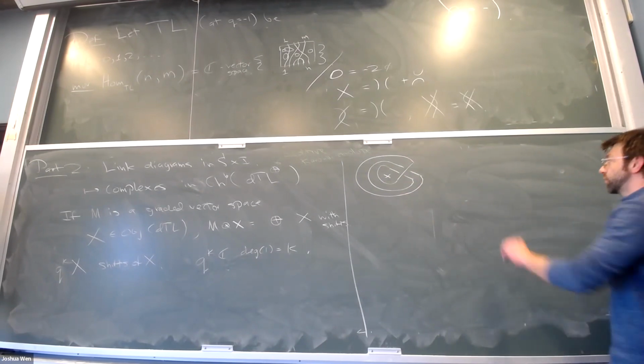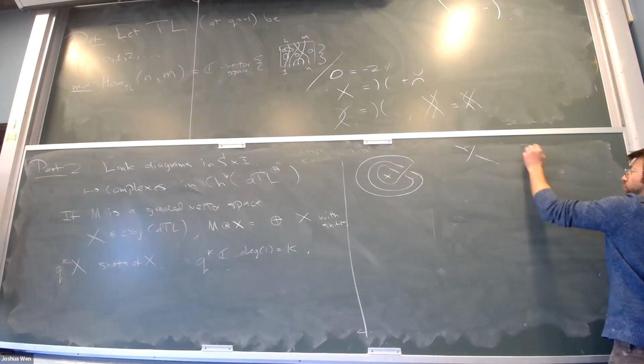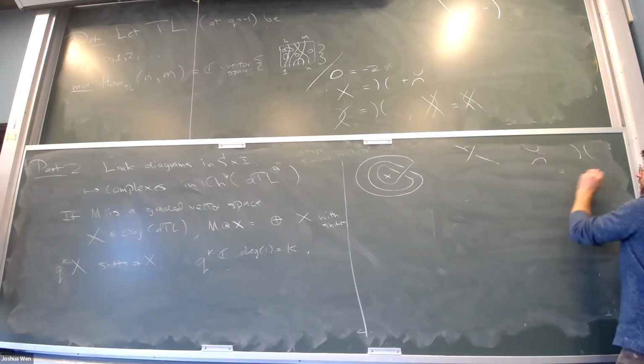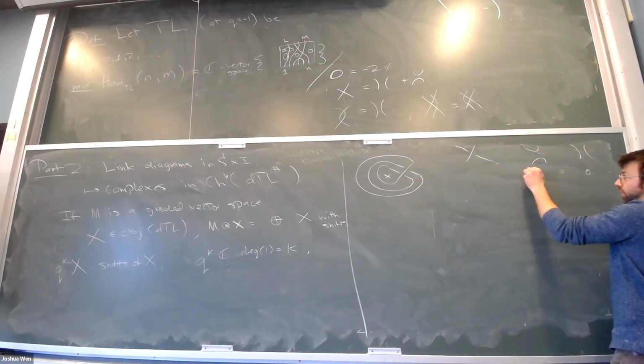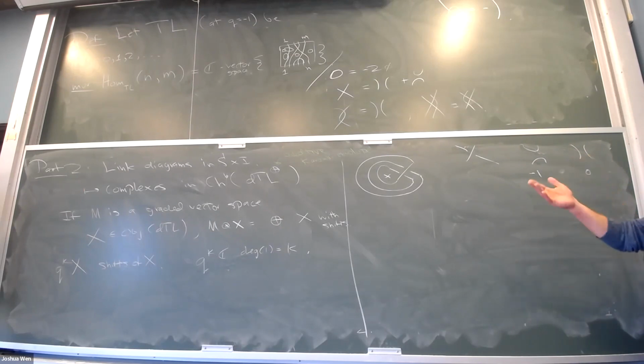Each crossing has a pair of resolutions we can assign to it. I'll call this the zero resolution, and I'll call this the negative one resolution. The reason being that in the end, I want to build a chain complex, and these terms are going to contribute negative one to the cohomological degree. These ones are going to contribute zero.